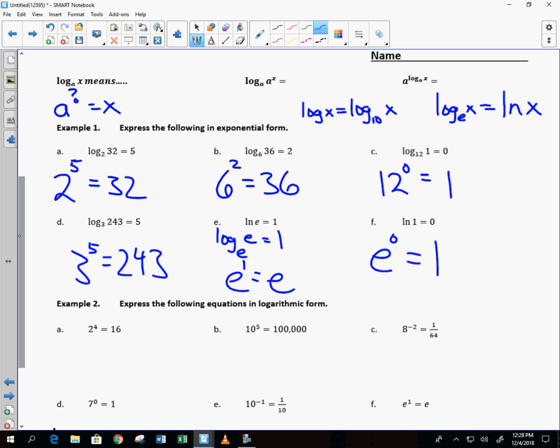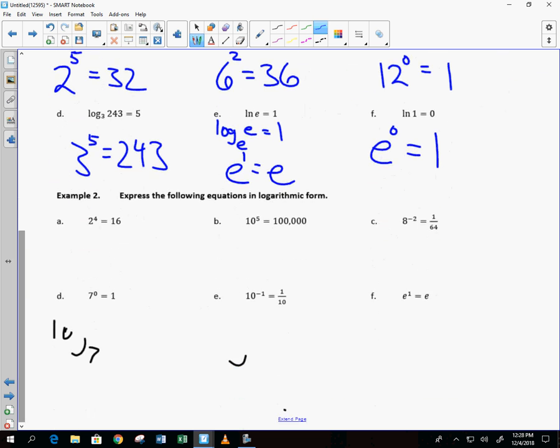You should also be able to flip it around the other way. Express the following equations in logarithmic form. We should be able to take an exponential equation and write it as a logarithm. So 2 to the 4th is equal to 16. We write log. What is the base? 2 of 16 is equal to the exponent. The exponent is 4.